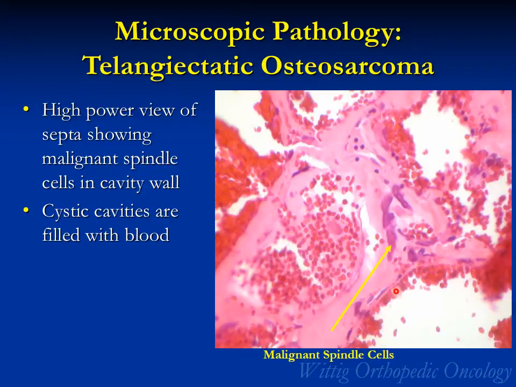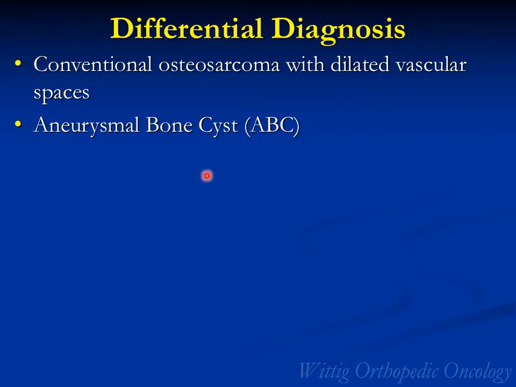Here's a high power view of a telangiectatic osteosarcoma. Very bizarre, malignant appearing spindle cells, large nuclei, pleomorphism, and cystic blood-filled cavities. The differential diagnosis of a telangiectatic osteosarcoma is a conventional osteosarcoma with dilated vascular spaces and an aneurysmal bone cyst.